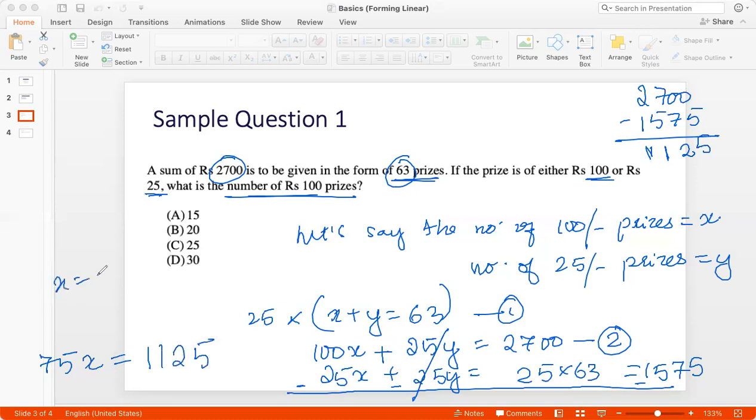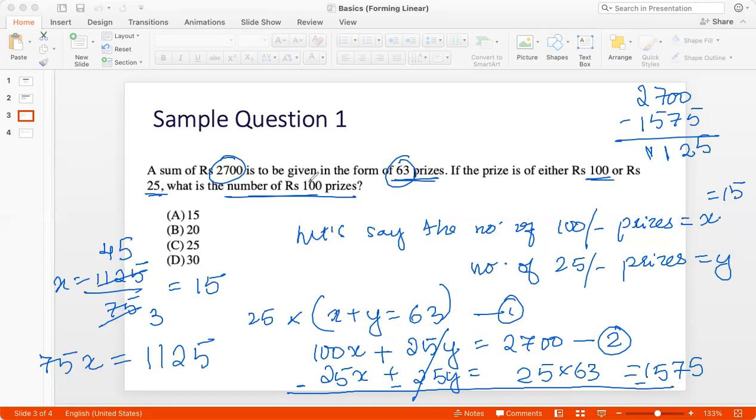So x would be 1125 divided by 75. So 25 threes are 75, 25 fours are 100, 25 fives are 125, so that's 15. So the number of 100 rupee prizes is 15. And that is what they had asked us. So we don't even have to find y.